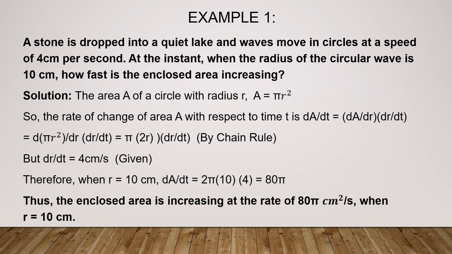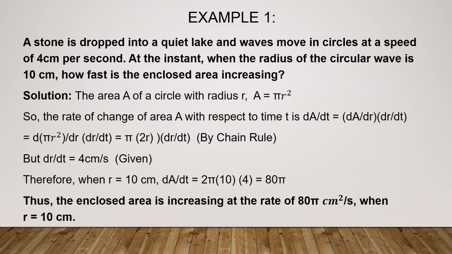But over here dr by dt is given to be 4 cm. See, it is given that the waves move in circles at a speed of 4 cm per second. That means dr by dt is 4 cm. So, when r is 10, you have to find out that at that instant when the radius of the circular wave is 10 cm, how fast is the area increasing. So when r is equal to 10, what is the rate of change for area?